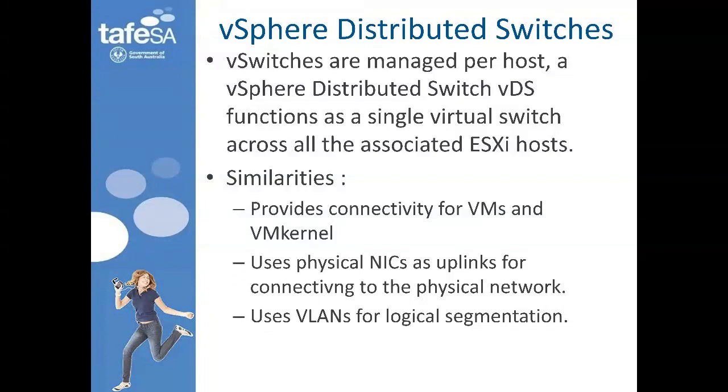So distributed switches, or VDSs. Virtual switches are managed per host. vSphere distributed switches function as a single virtual switch across all associated ESXi hosts. When I create a distributed switch, I can say ESXi1, ESXi7, ESXi10, you can use this virtual switch. Similarities: it provides connectivity for VMs, uses physical uplinks to the physical network, and can use VLANs. No problems, they're still the same.